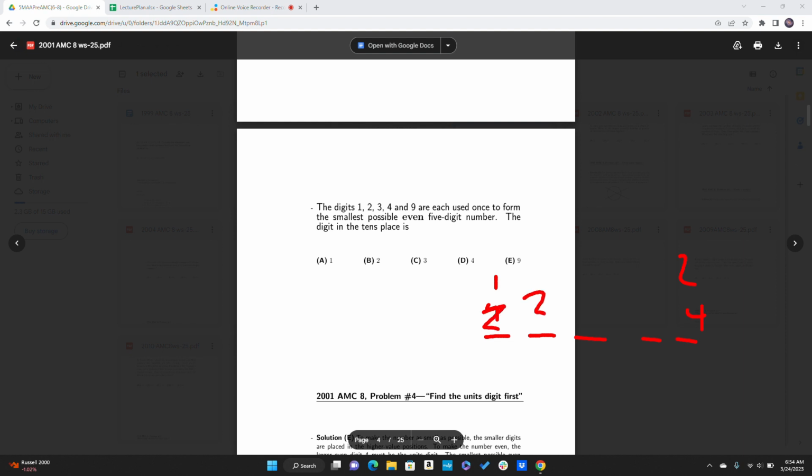What's our next smallest number? Well, we can use 2, right? That just means we have to use 4 as our ones place digit, which is smaller, right? If we switch those two, if we went 1, 4, that'd be a bigger number than 1, 2. Okay, keep going, 3, and then since we already have 4 set, the only number left is 9, and it's asking for the tens place digit. That would be where our 9 is.